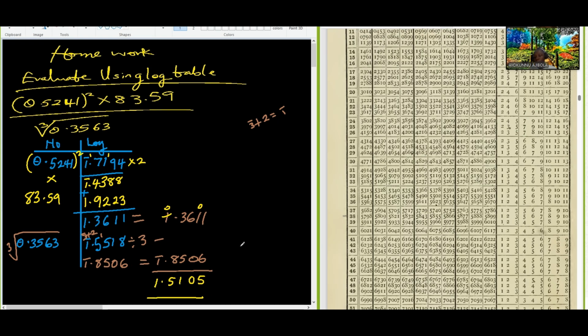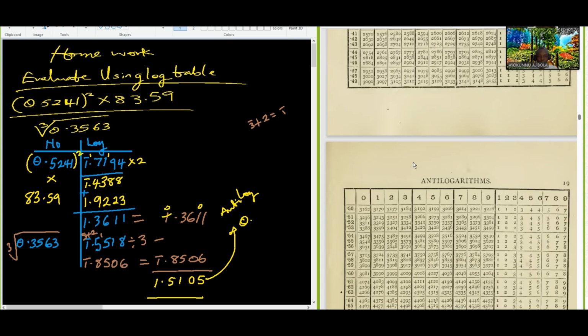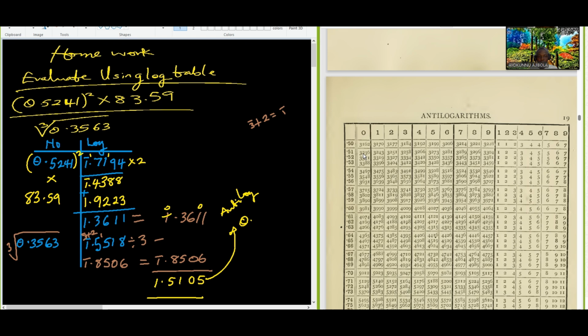Is that clear? So this final answer we will take through the antilog. We're going to get 0 point something on the antilog. So antilog 51 under 0, difference 5. Let's check, antilog 51 is here. So 51 under 0 is 3236. Then difference 5 is 4. So 3236 plus 4, that's 3240, right? So that would be 0.3240.